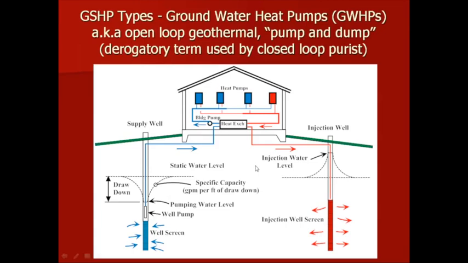The more original system, which is the groundwater heat pump system, is also a good option if you have access to groundwater. It's also called open loop geothermal, and some of the closed loop purists might call it pump and dump in a derogatory term, but it's basically a set of wells, or maybe one well, that's discharged to the surface somewhere. And the heat pumps and the ground loop are isolated by typically a plate heat exchanger of some kind.